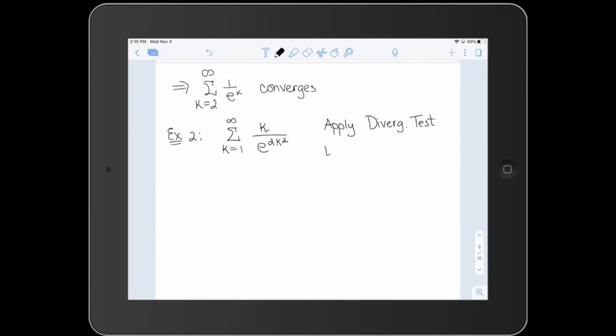Okay, if you do this, you will see that the limit as k goes to infinity of this expression right here is 0. One way to think about it is that k grows, but not as fast as e to the power 2k squared. The denominator grows a lot quicker, right? So this is 0, which means the test is inconclusive. Gotta try something else. Inconclusive.